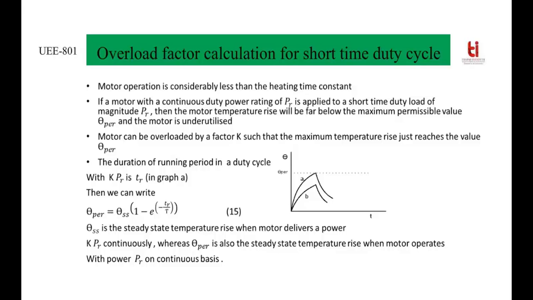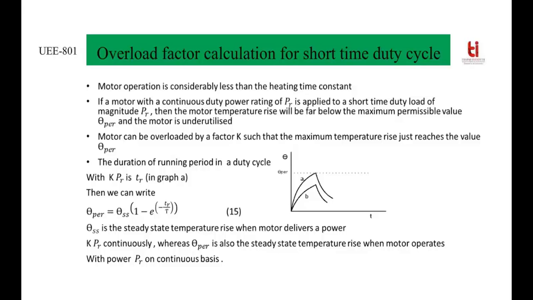You can see the graph A and graph B. So graph A is overloaded by a factor K and B is for PR rating. Both the operations are short-term duty operation, and from the graph it is clearly understood that B is not attaining its theta permissible value, but A will attain. That means by overloading we can use our motor efficiently. So with KPR the time duration is TR.